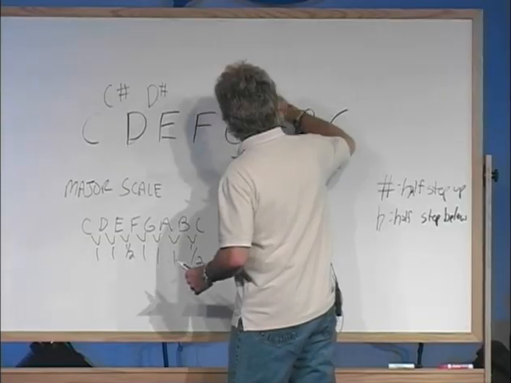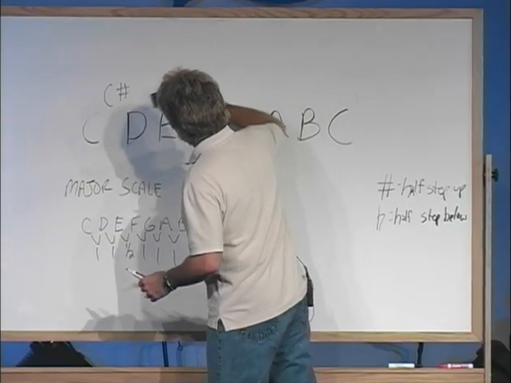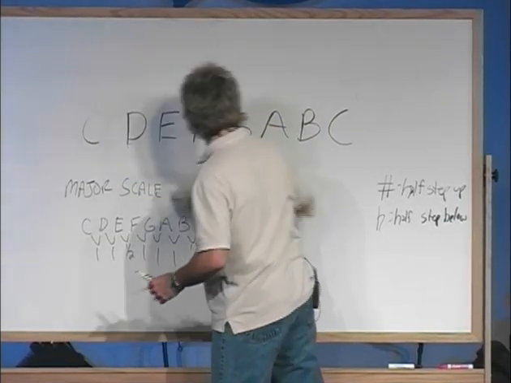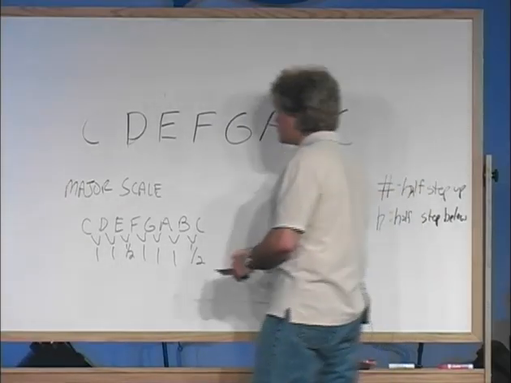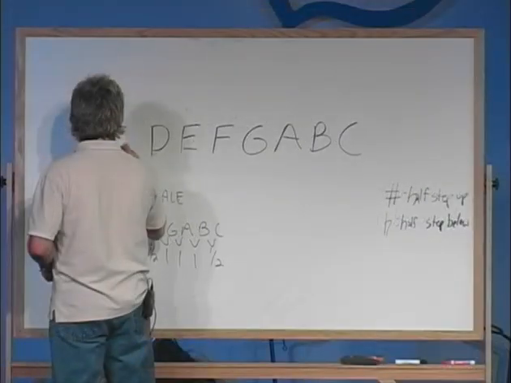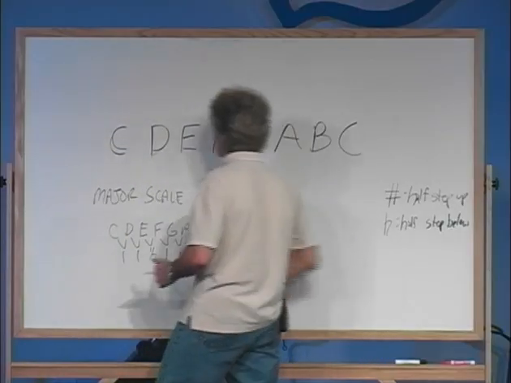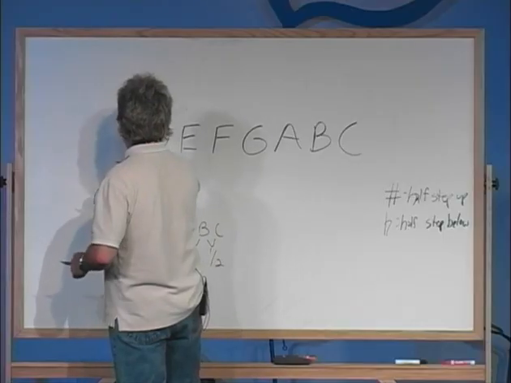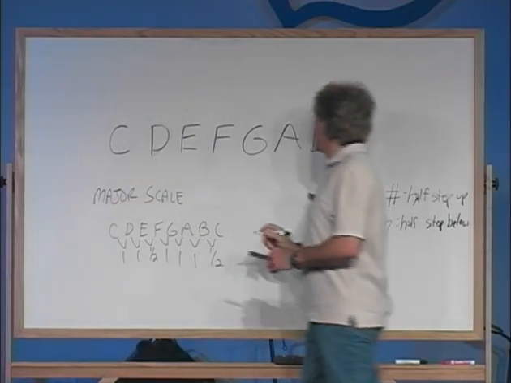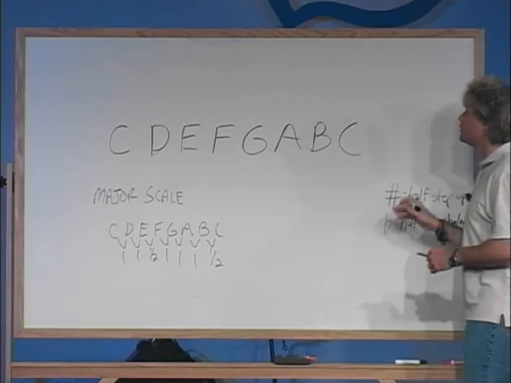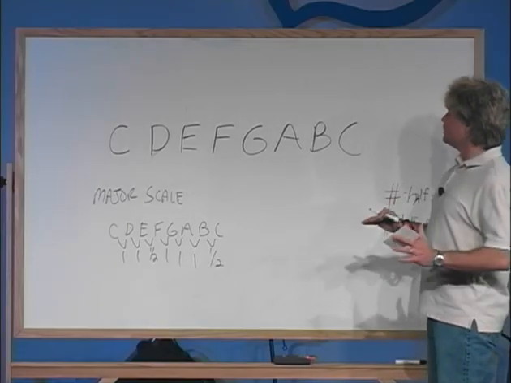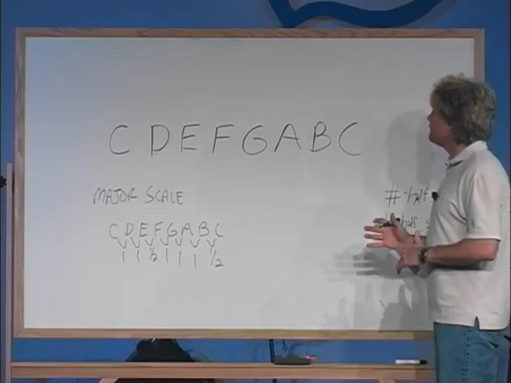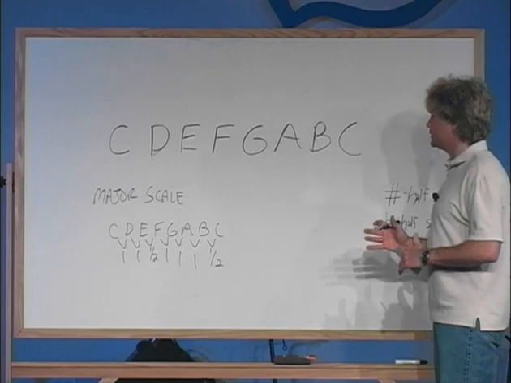And notice that the key of C major has no sharps and no flats. Now that is the only key that has no sharps and no flats. The only major scale, major key that has no sharps and no flats. So we start with this. Now, we're going to use this as a launch to talk about chords.